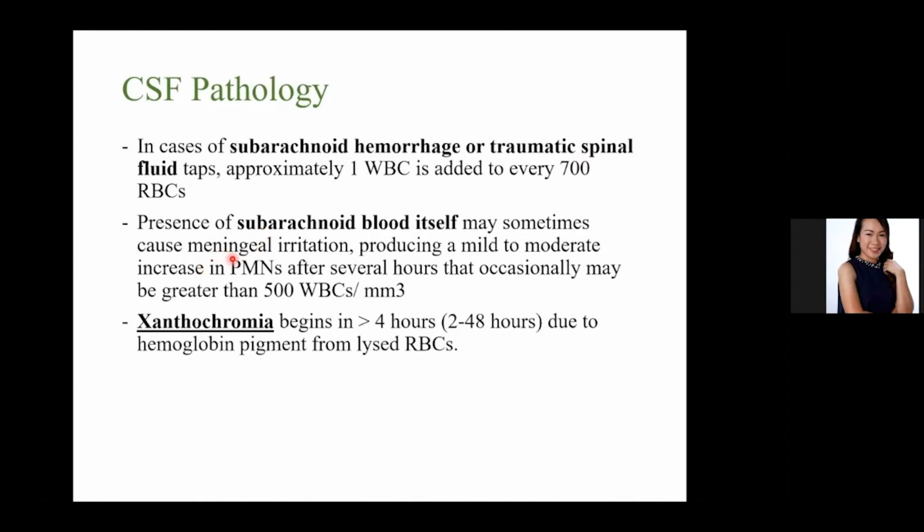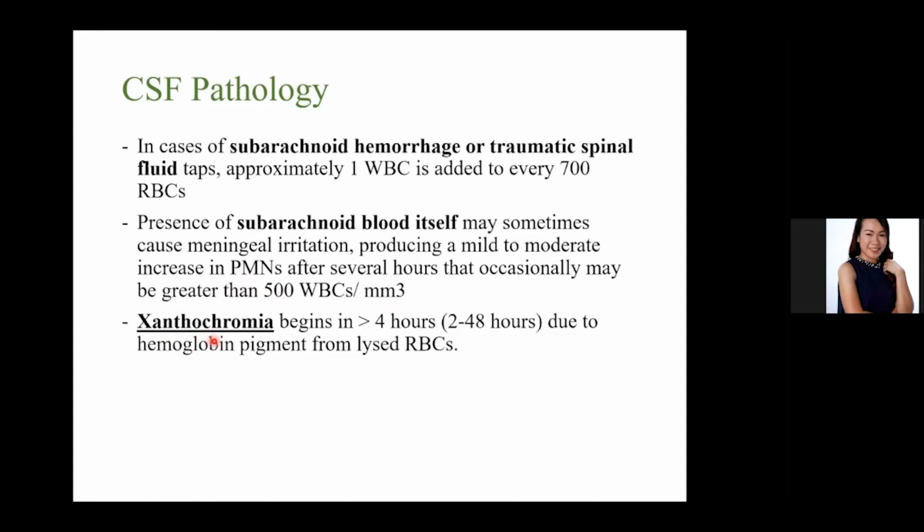So there will be a mild to moderate increase in polymorphonuclear cells after several hours that occasionally may be greater than 500 white blood cells per cubic millimeter. We also have what we call xanthochromia. What do we mean when we say xanthochromia? When we see chromia, it means there is a change in color.